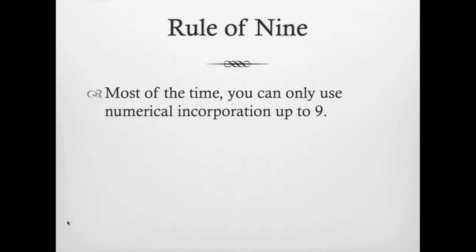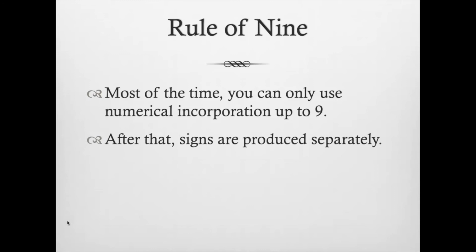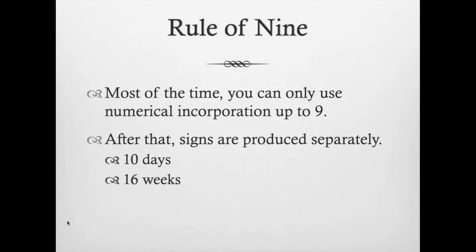And that means most of the time you can only use numerical incorporation up to and including the number 9. You can't use it with 10, 11, 20, 37. You can only use it up through 9. After that, signs are produced separately. So like 10 days, because I can't shake the 10 while I'm signing the word days. It gets too confusing. So I have to separate it: 10 days or 16 weeks. Not that you really count 16 weeks much as a measure of time unless you're pregnant. 20 years, right? That's going to have to be separate.